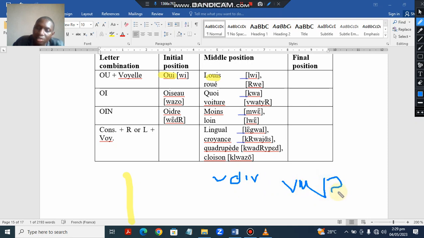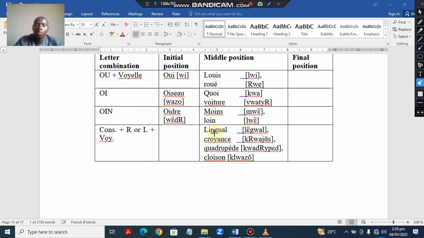You have something like this when you transcribe voix. So take note of it. That's how the sound is realized, and I don't want you to be ignorant of how we realize them.